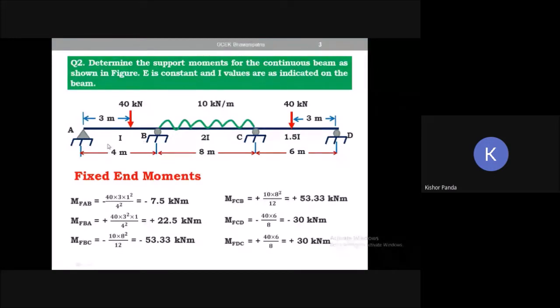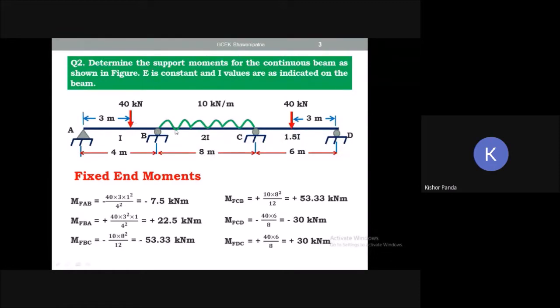The length of AB is given as 4 meter, length of BC is 8 meter, and length of CD is 6 meter. Then the moment of inertia of AB is I, moment of inertia of BC is 2I, and moment of inertia of CD is 1.5I. The load on span AB is an eccentric load at a distance of 3 meter from support A, and the load is 40 kilonewton.